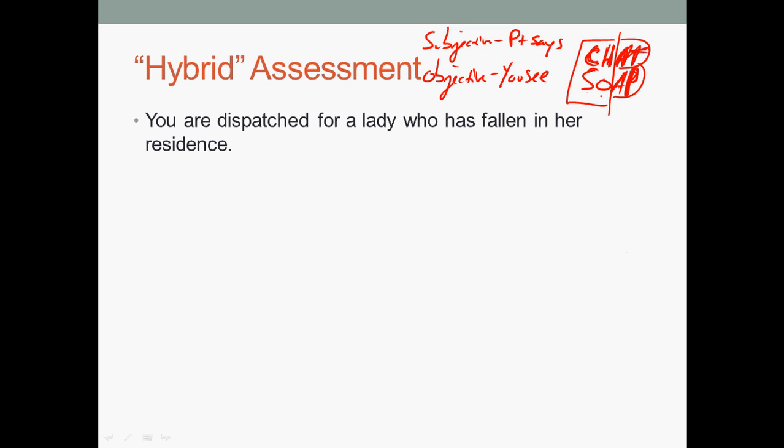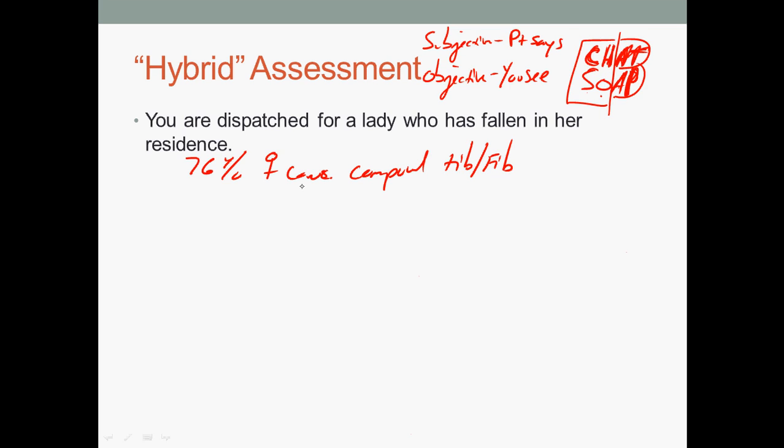So let's say you're dispatched for a lady who has fallen in her residence. "Help, help, I can't get up." So okay, we get there, and you're going to go through your trauma assessment and all that. Long story short, we have, let's say, a 76-year-old female, Caucasian, found down with a compound tib-fib.